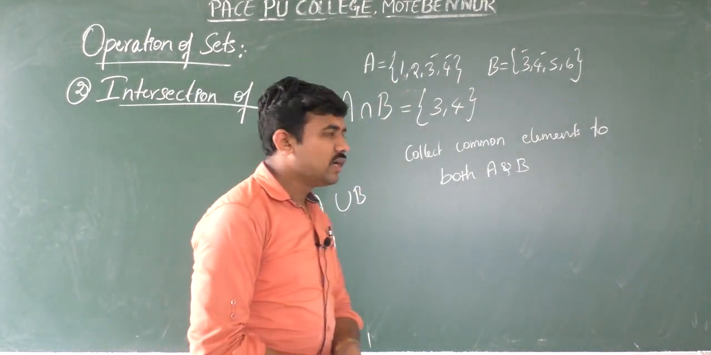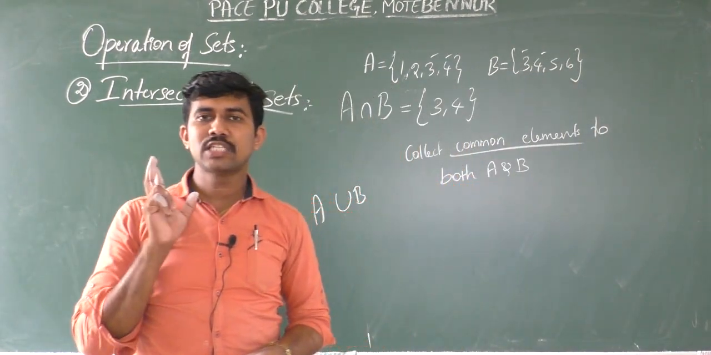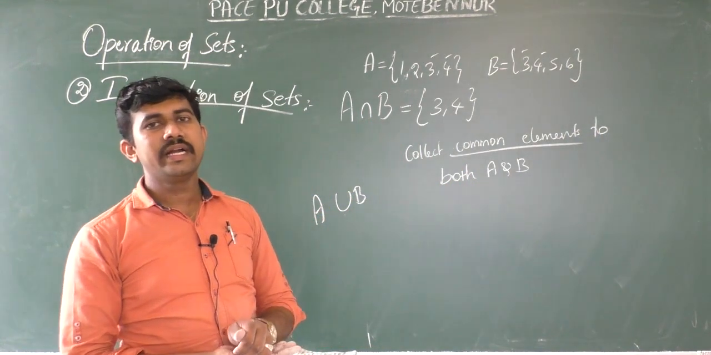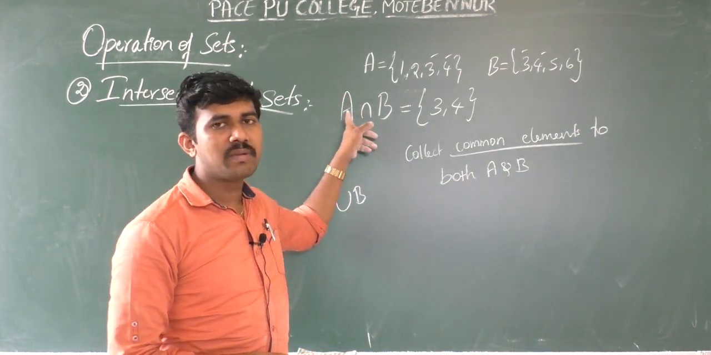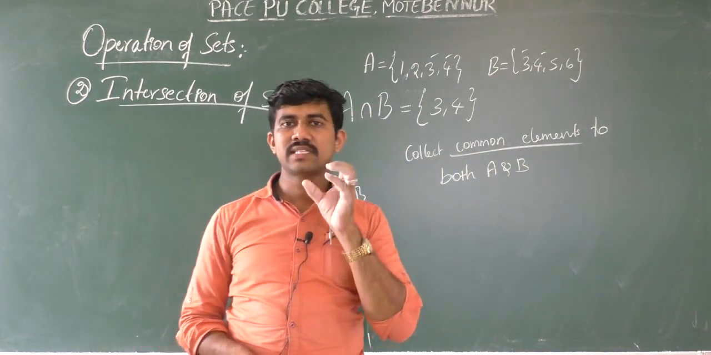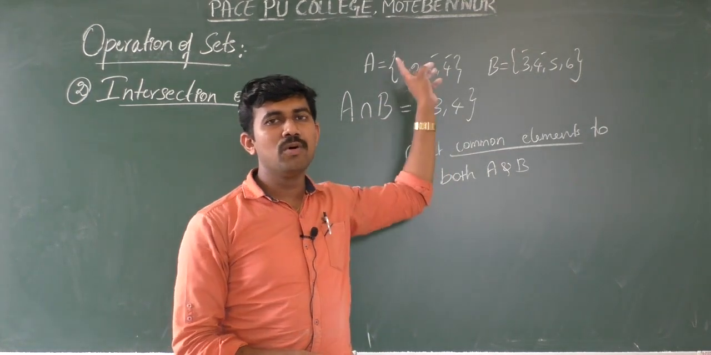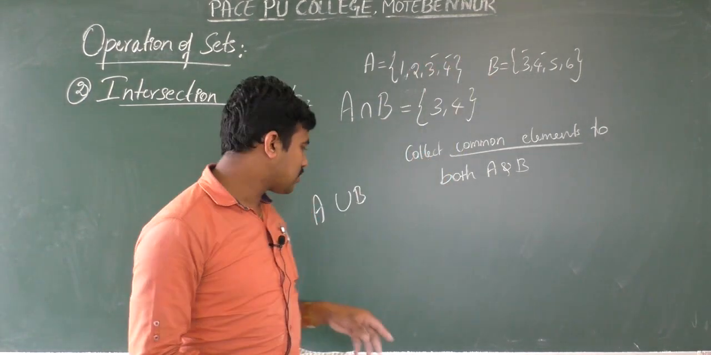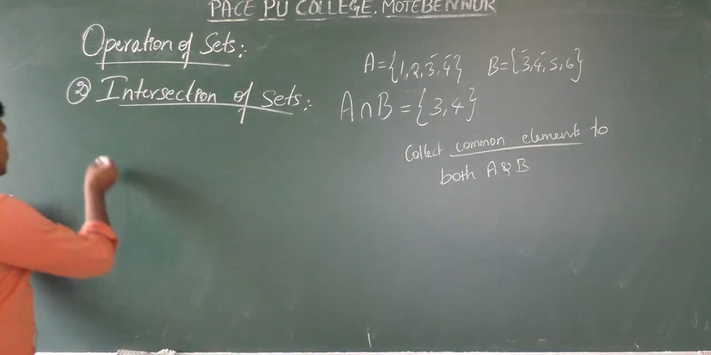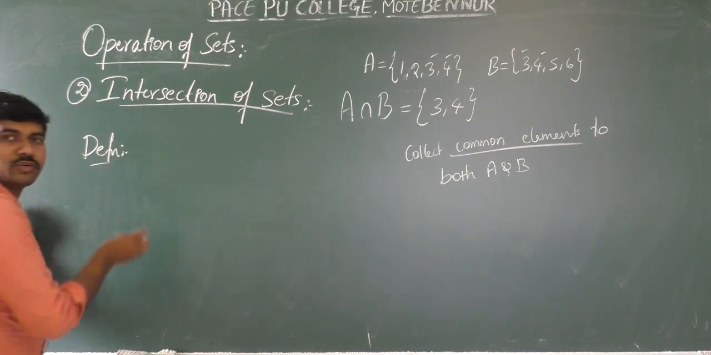So here you can understand the intersection of two sets. What is the intersection of two sets? It is denoted by the symbol A intersection B. It is a set, and it contains all the common elements of both A and B. That is called the intersection of two sets. So I'll write the definition now. See, the definition of intersection of two sets.